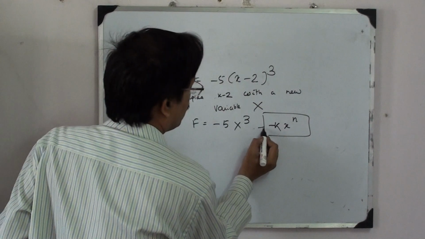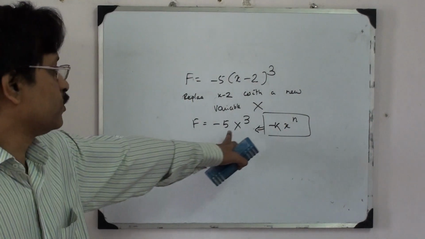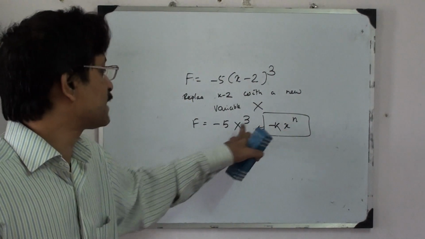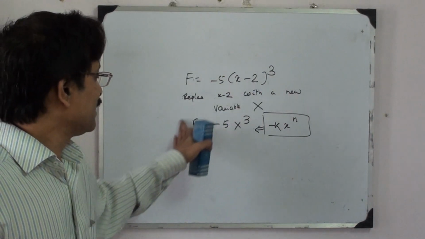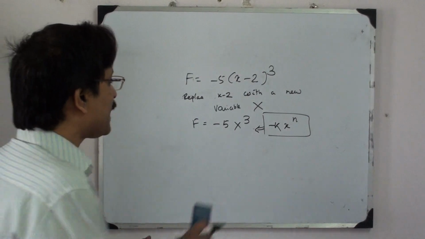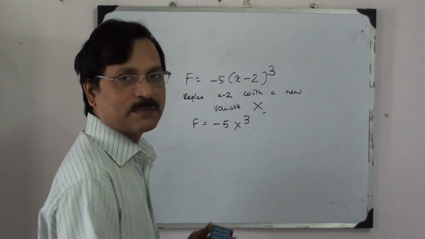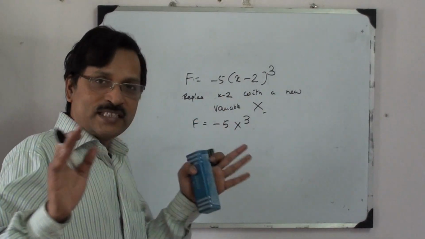This is a k x to the power of n, where k is 5 and x remains as capital X. So this is a simplified version. But what exactly is replacing this variable with x minus 2? You can see this from this example.